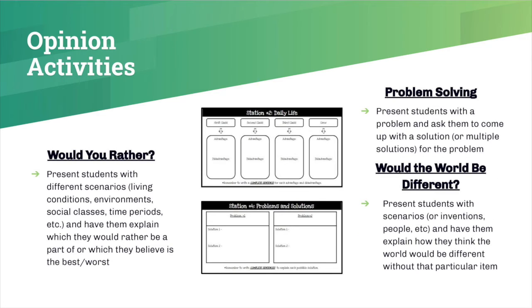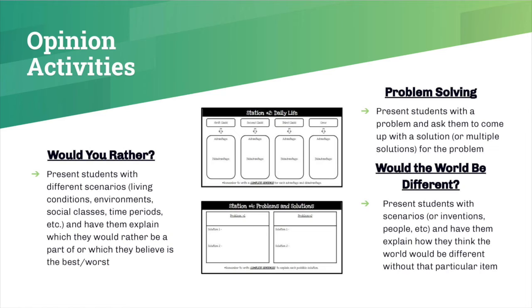I really like using opinion activities as well because you can tie in the facts with the creative components. I like using would you rather style activities. So with these, you present students with different scenarios, like different living conditions, environments, social classes, time periods, and have them explain which they would rather be a part of or which they believe is the best or worst, so they can show you their logic and what they think that topic is like.